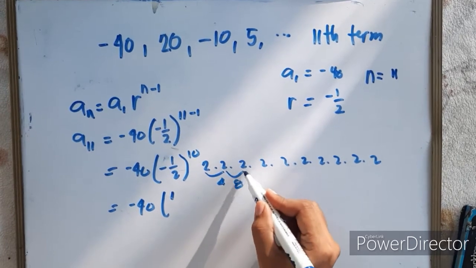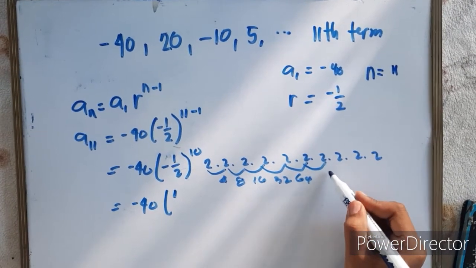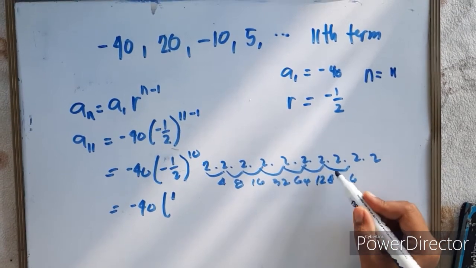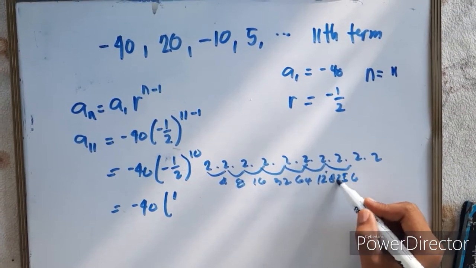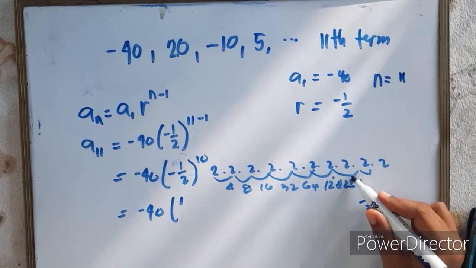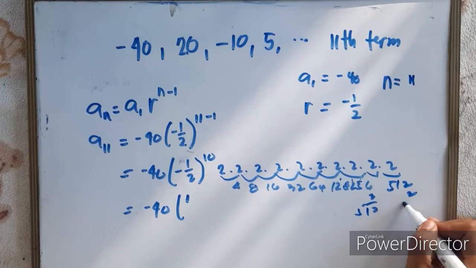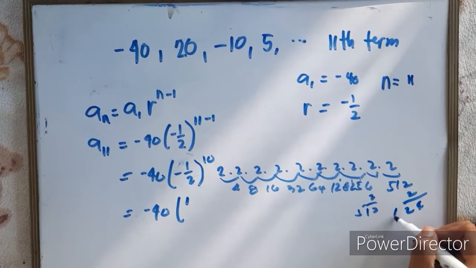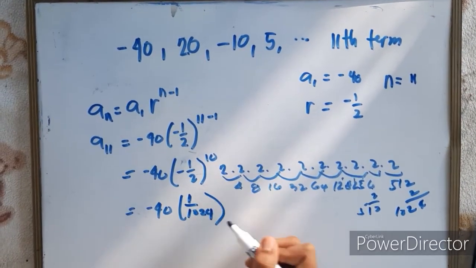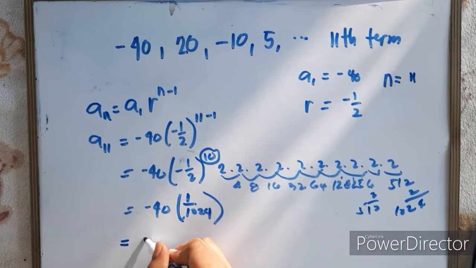Okay, 2 times 2 is 4, times 2 is 8, times 2 is 16, times 2 is 32, times 2 is 64, times 2 is 128, times 2 is 256, times 2 is 512, times 2 is 1024. That is positive because our power is even. Now multiply.